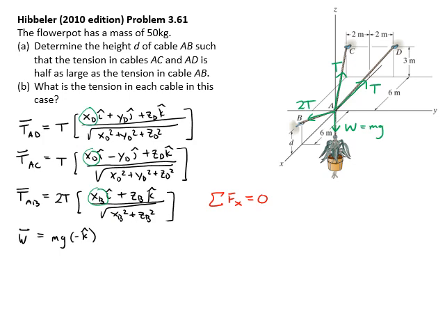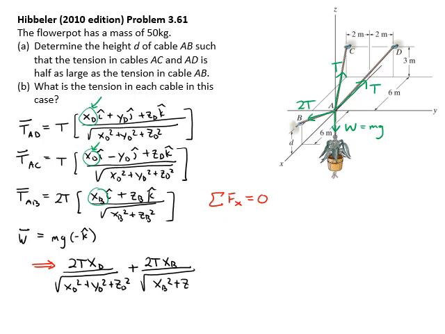So what I'm going to get here for this equation, you see the first two, this one and this one, are the same. So I get 2T xD divided by the square root of xD squared plus yD squared plus zD squared. And then I have this third one plus 2T xB over the square root of xB squared plus zB squared, has to equal 0. Okay. Now, notice something nice happens, that there's a 2T in both terms, so those cancel.